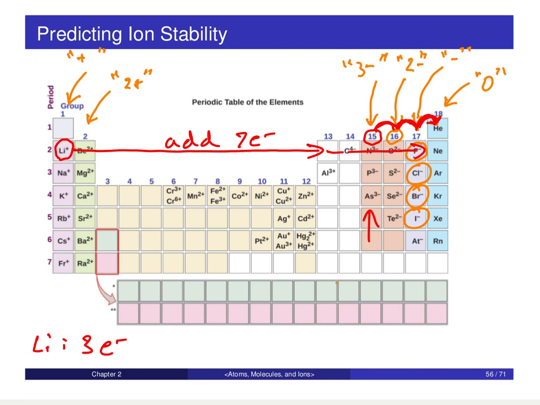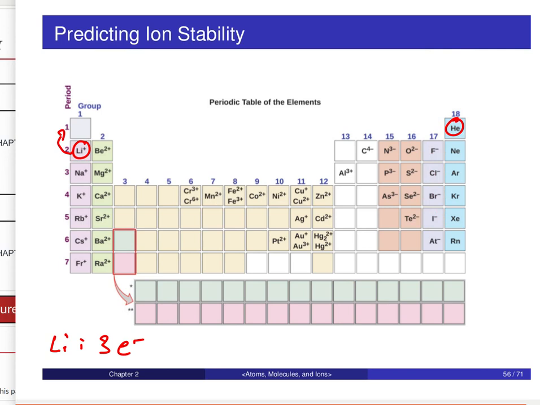That's a lot of work, and it turns out that's too much work, and lithium's not actually going to do this. Lithium's not going to want to add 7 electrons. Instead, what lithium's going to do is lose an electron and go back up the periodic table. Let's clean that up a little bit. Lithium's going to go back up the periodic table and look like helium right up here.